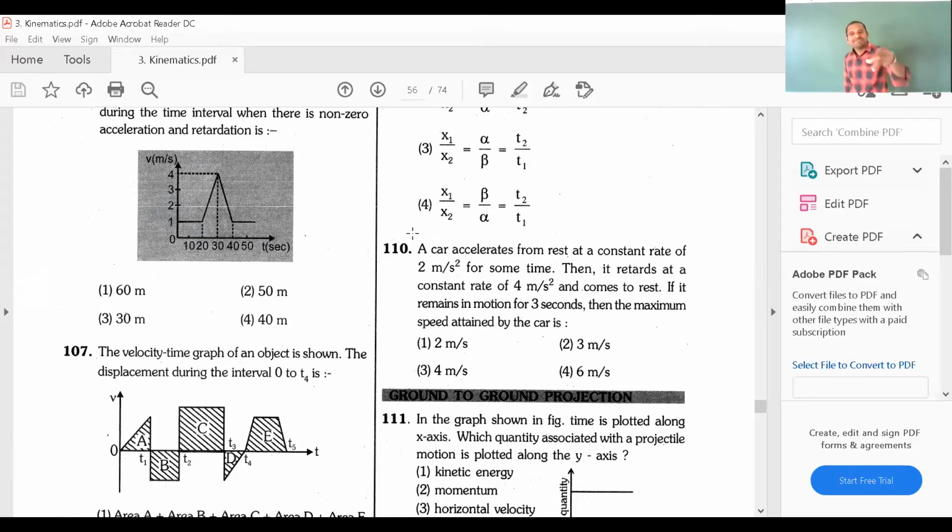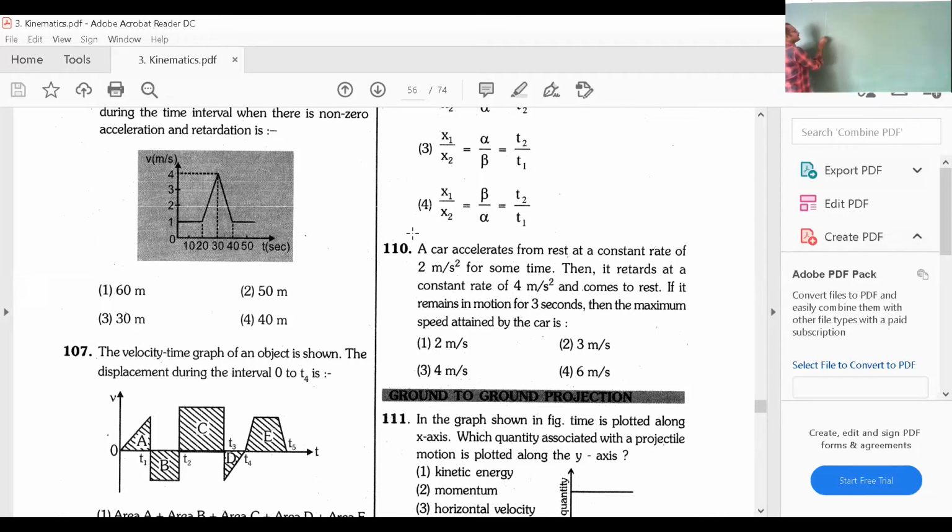A car. Previously train was given, now a car is given. From rest, initial velocity is 0, at a constant rate of 2 meter per second square for some time. Then retards at a constant rate of 4 meter per second square and comes to rest. Same problem. If it remains in motion for 3 seconds, total time, previously they have given t1 and t2, now they have given total time is 3 seconds. Then the maximum speed attained by the car is, okay?